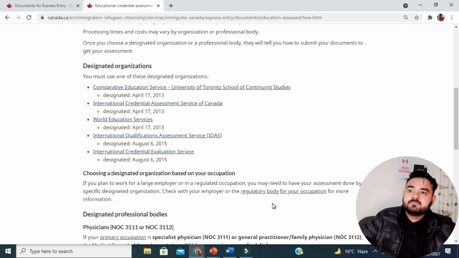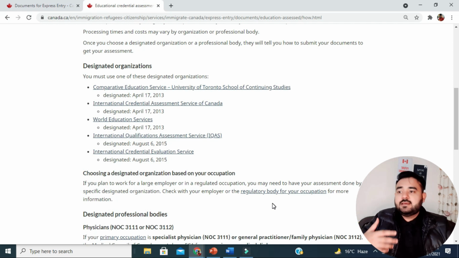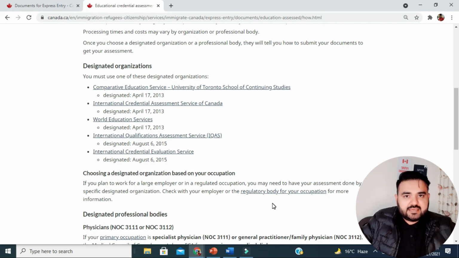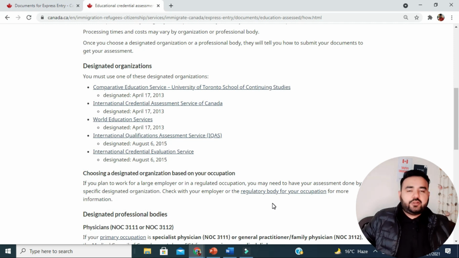But the thing is, ICES does not take that long in practice. In reality, they give you an ECA in almost a similar timeline as CES and IQAS. As I said, these four ECA bodies, other than WES, have similar timelines. There is only a difference of two weeks, four weeks, five weeks. Okay, so firstly, you choose your ECA body, and then you need to know about the process.